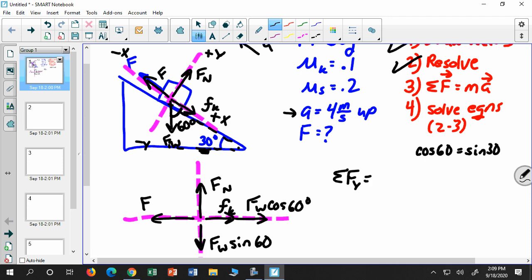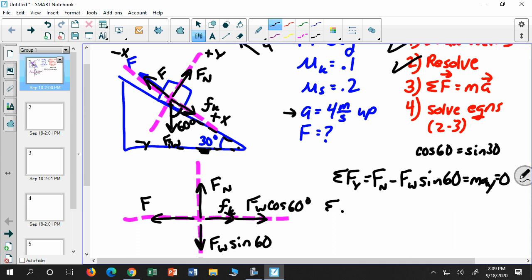That's going to be Fn minus Fw sine 60. That's going to equal m ay. But ay is equal to 0, so this is equal to 0. That will always be true for inclined planes in the y direction, that the motion will have 0 acceleration, because your block isn't coming off of that inclined plane.